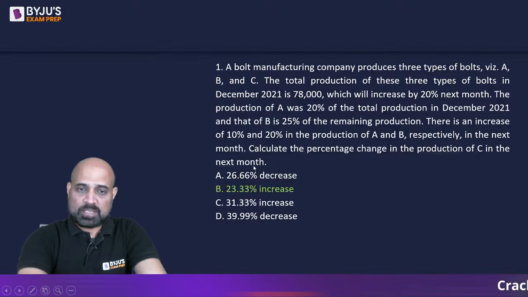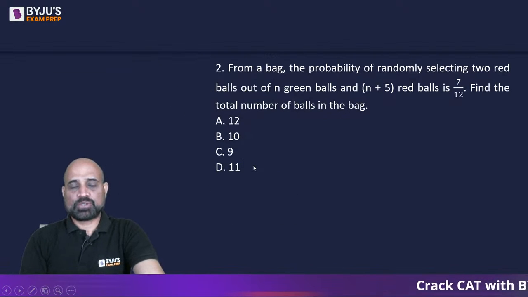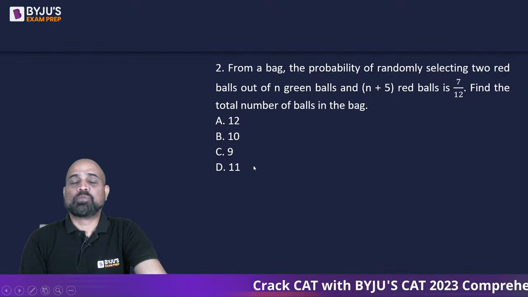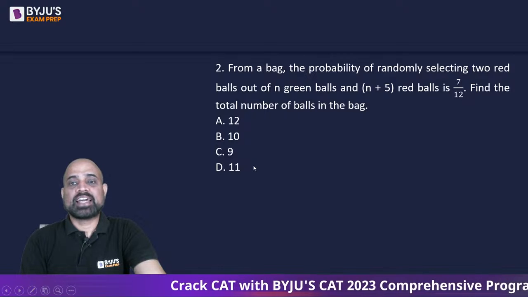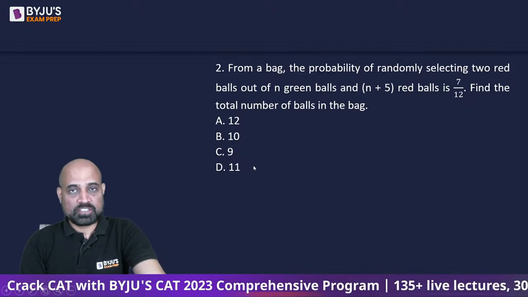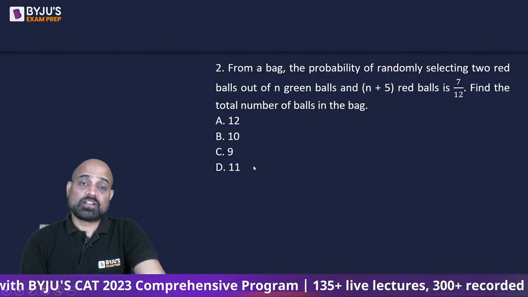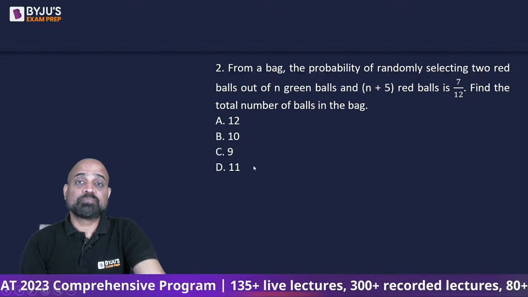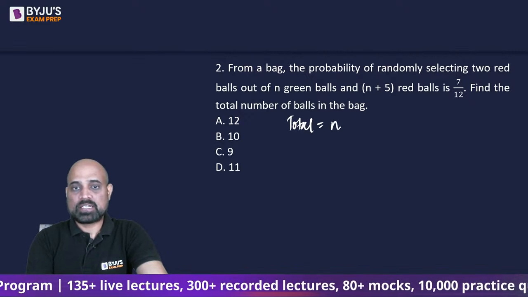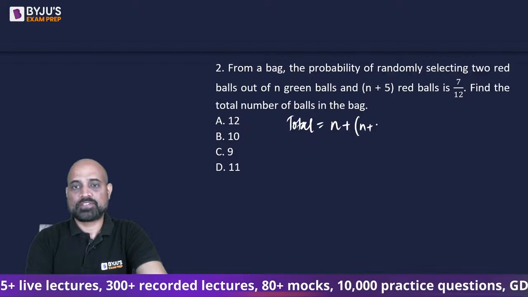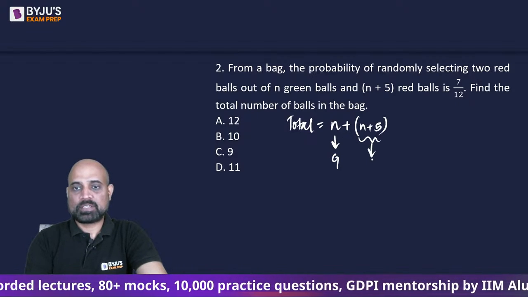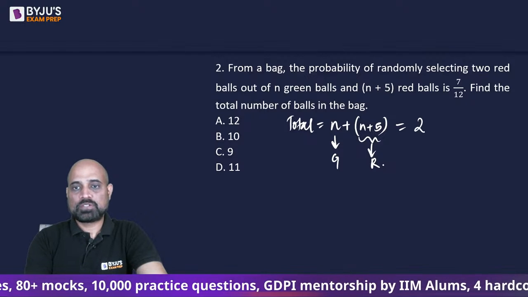Okay, simple. Okay, next question. From a bag, the probability of randomly selecting 2 red balls out of n green balls and n plus 5 red balls is 7 by 12. Find the total number of balls in the bag. So the value that they're asking is n plus 5, right? Total is not n, but it is n plus 5, where n represents green balls and n plus 5 represents red balls. So total you have 2n plus 5.